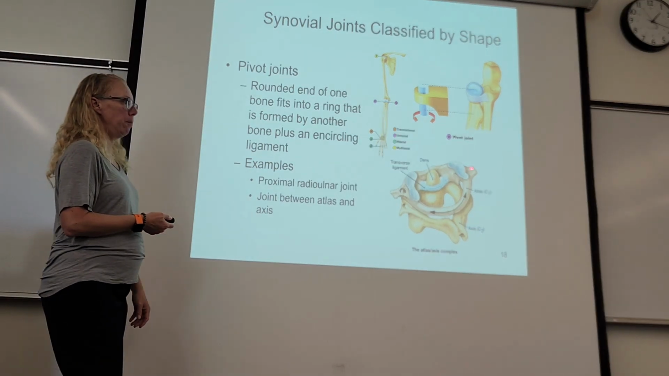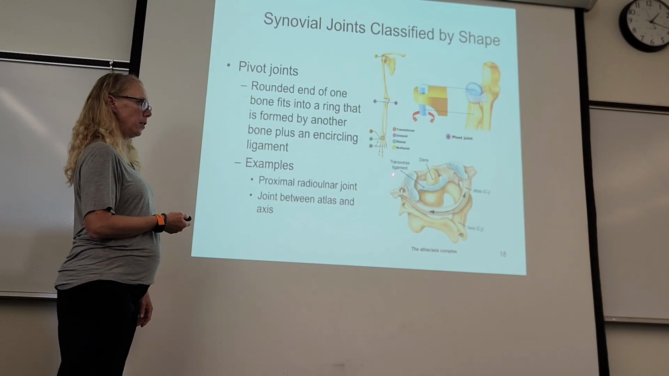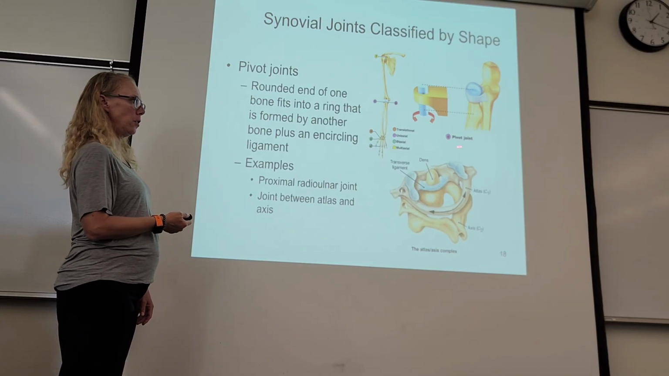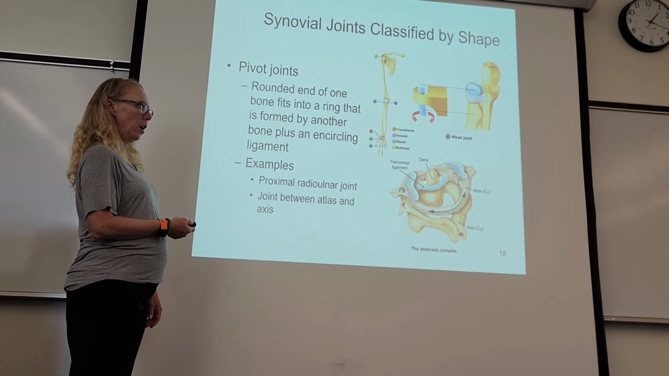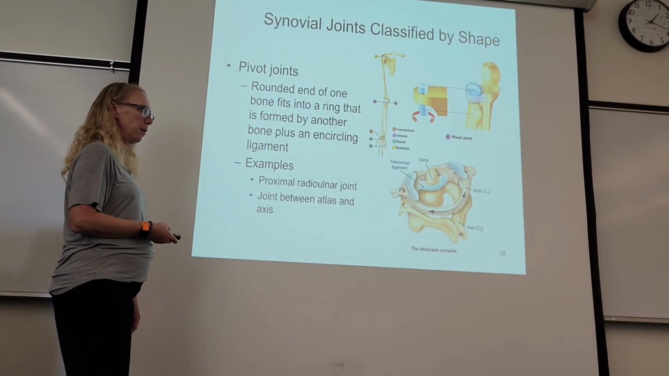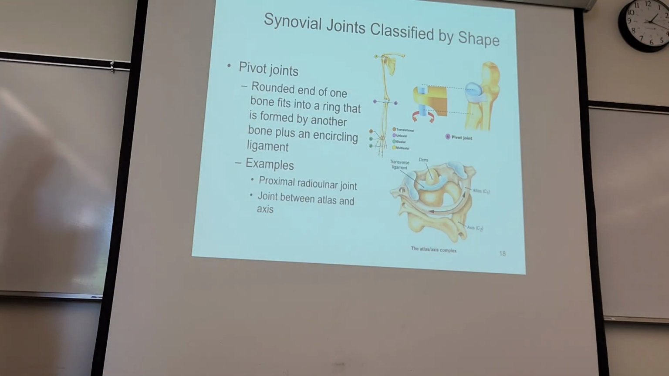The first great example is the articulation between C1 and C2, right? Because C2 has that unique feature called the dens, and the dens sits up against that anterior tubercle of C1. Well, there's a ligament that keeps the dens against that anterior tubercle. It's called the transverse ligament. And so when you're rotating your head to say no, that's basically pivoting happening right in this interface. Okay, so those are considered pivot joints. Those are rotational joints. Okay.